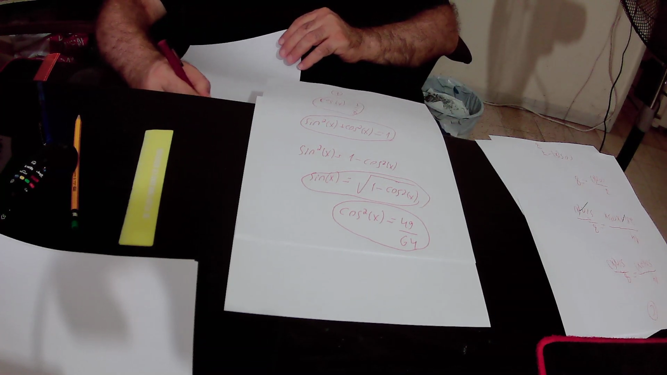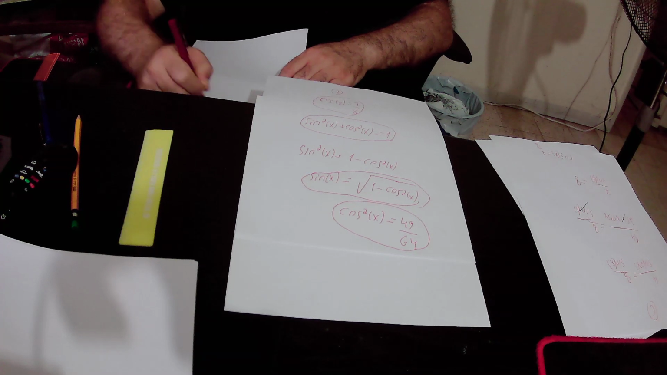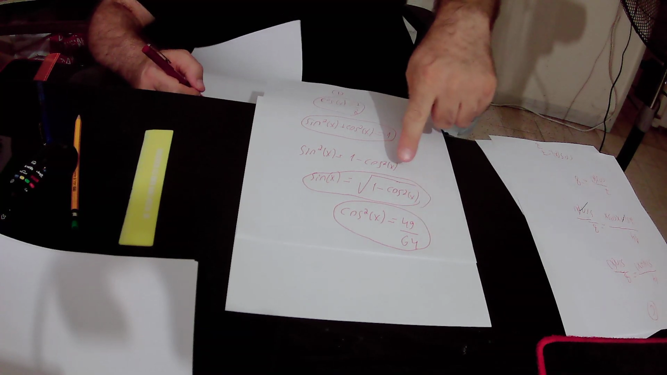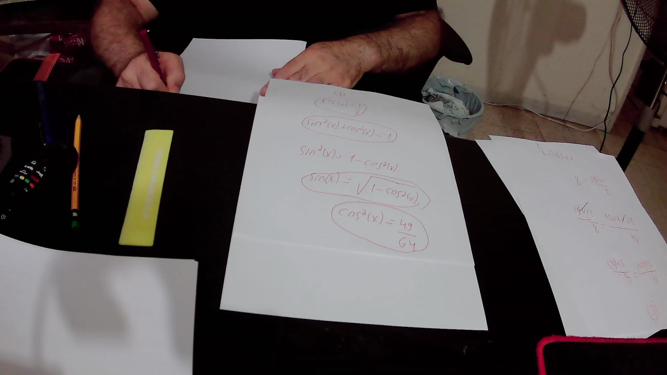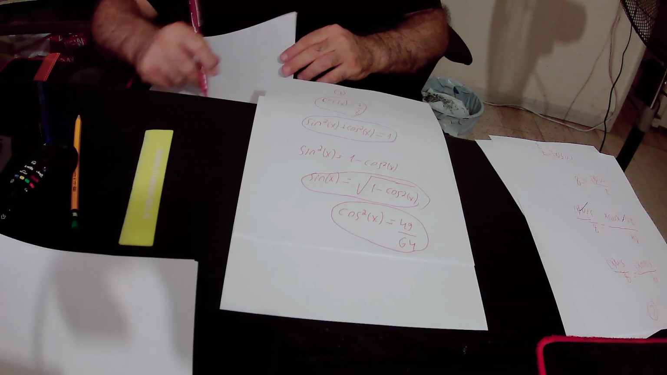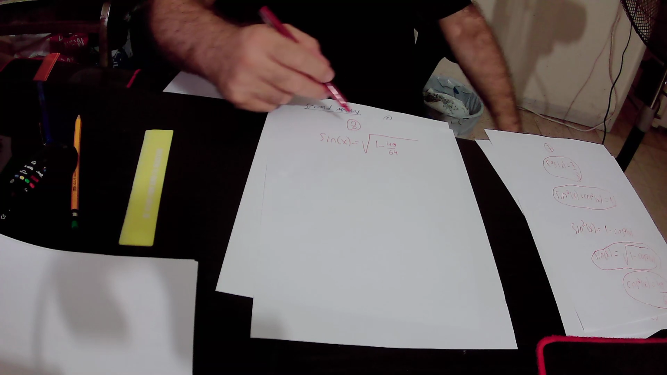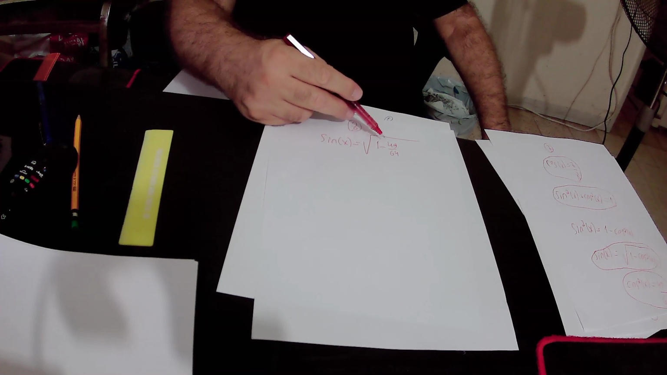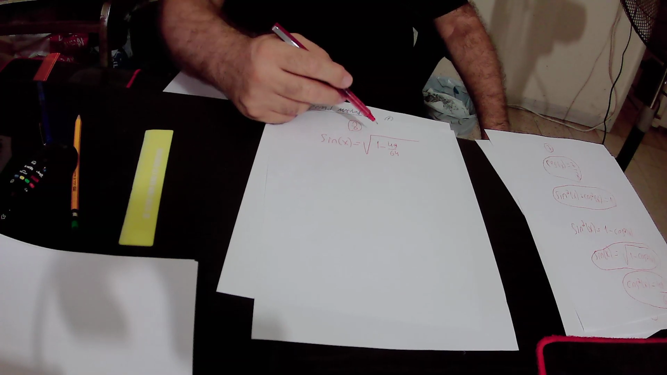We will get that sinus x equals the root of 1 minus cosine square x, which is 49 over 64. So we substitute cosine square x by 49 over 64. So in total we got that sinus x equals the root of 1 minus 49 over 64. Here we can take 64 as a common factor of this expression. Instead of 1, we can write 64 over 64.